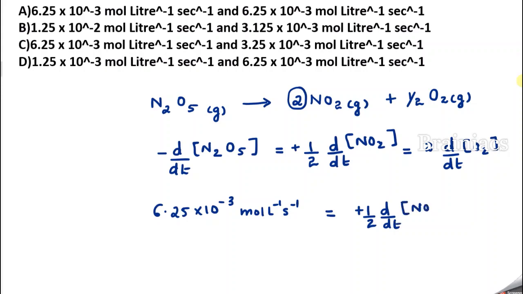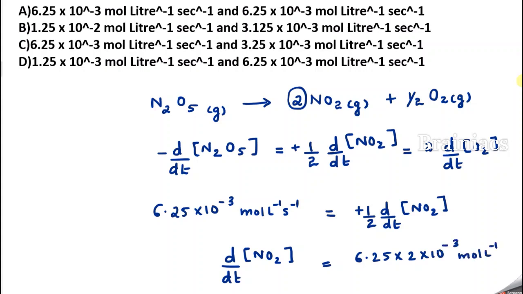So let's first find out the rate of formation of NO2. The rate of formation of NO2 is nothing but d by dt of NO2. Please understand, it is just d by dt of NO2. So what will be the answer? You can take the 2 here. So this will become 6.25 into 2 into 10 power minus 3 mole liter raised to minus 1 second raised to minus 1. Correct? So what will be the answer? 6.25 into 2 will become 1 point, correct?